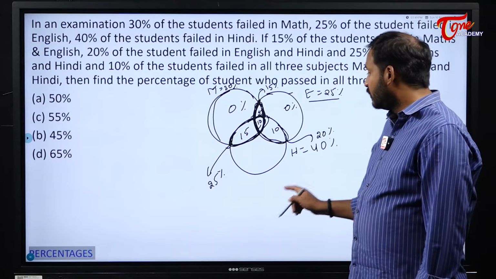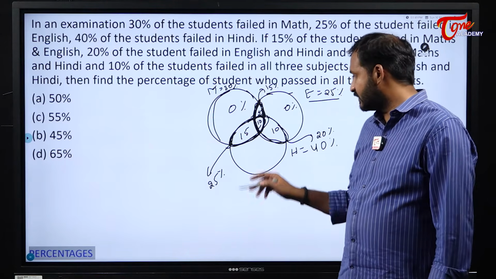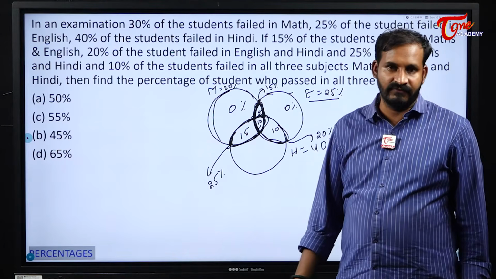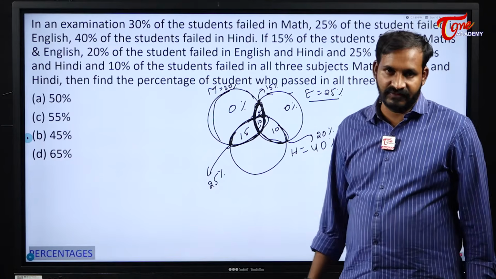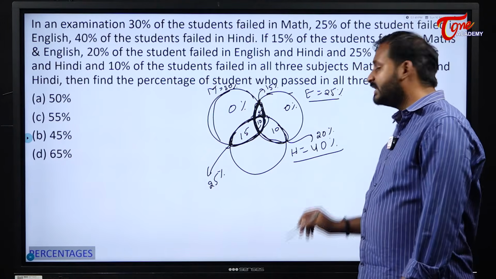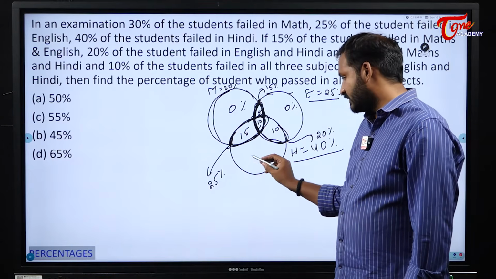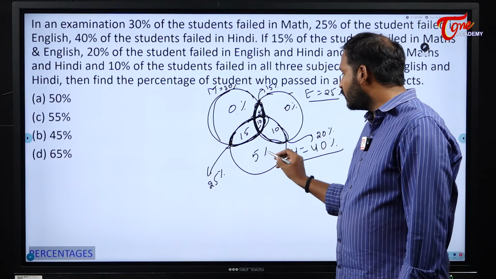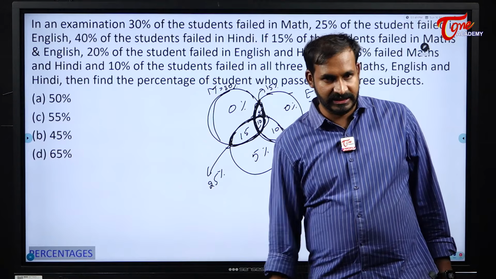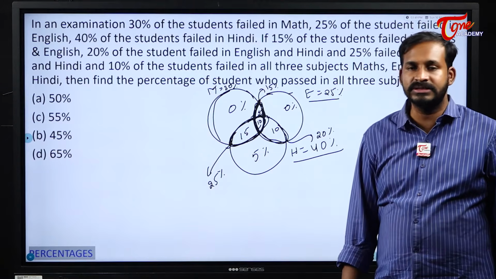Now, the students who failed only in Hindi, we will see. 15 plus 10, it is what? 25. 25 plus 10, it is 35. So, the students who failed in Hindi are 40 percentage. But the sum which we got here is 35 percentage. So, the students who failed only in Hindi will become how much? 5 percentage. The students who failed only in Hindi becomes 5 percentage.